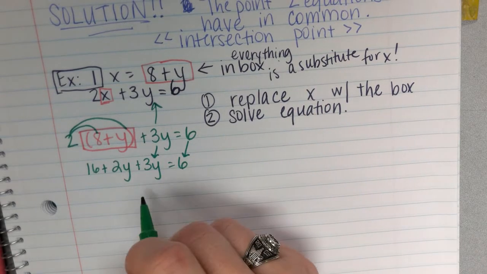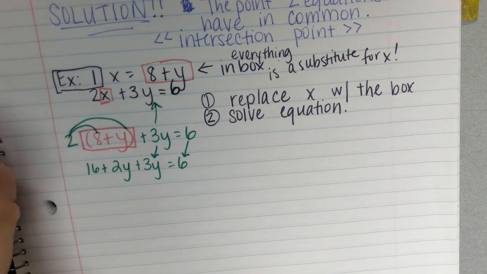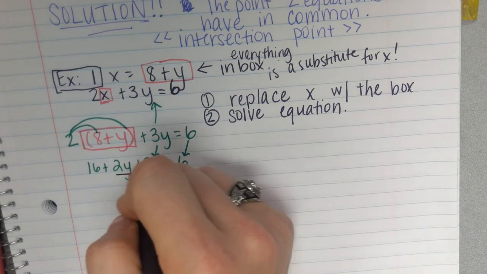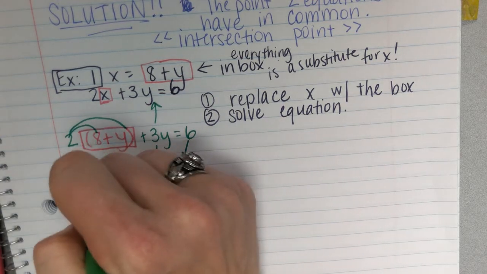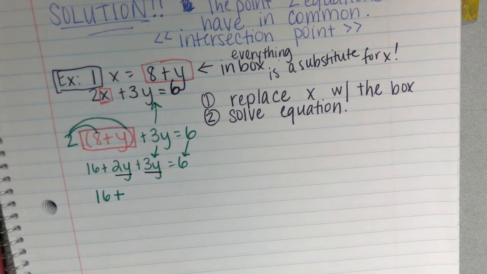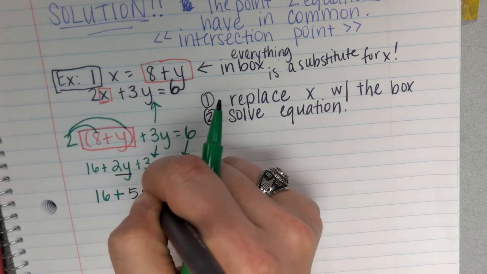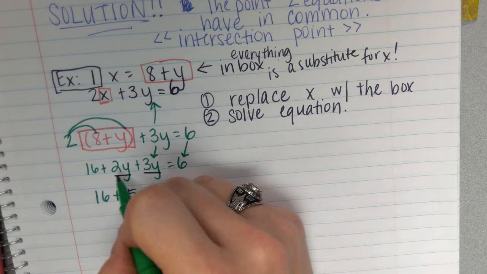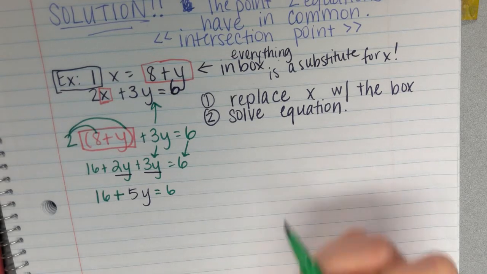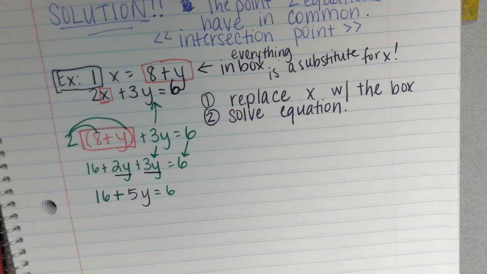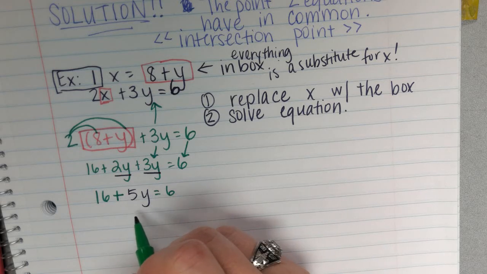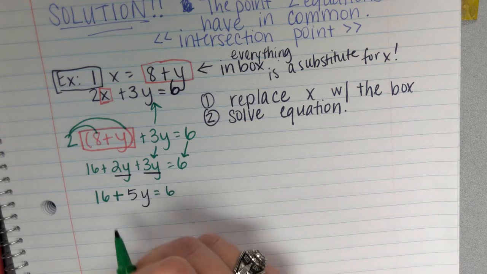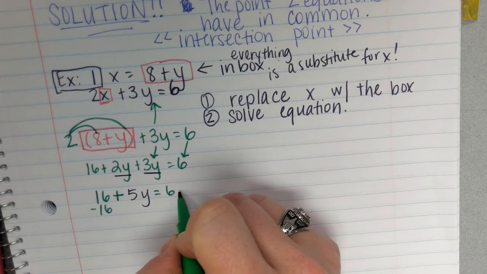Okay? So now, do we have some like terms that we can combine? We surely do. We have a y here and some y's here. So we're going to combine those. We're going to have 16 plus 5y, right? 2y plus 3y is 5y equals 6. Now, we got to get the y by itself. So we're going to move 16 to the other side first by subtracting 16 from both sides.